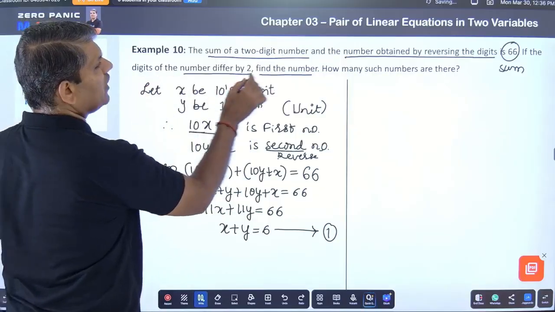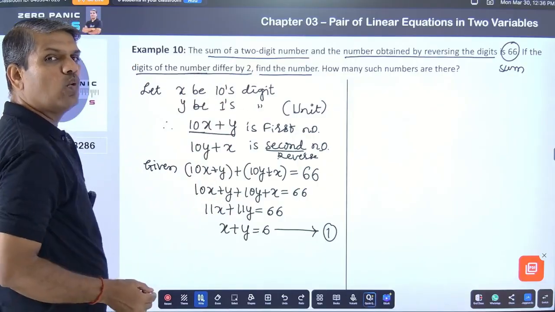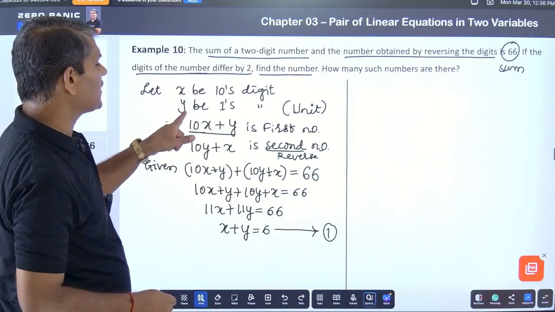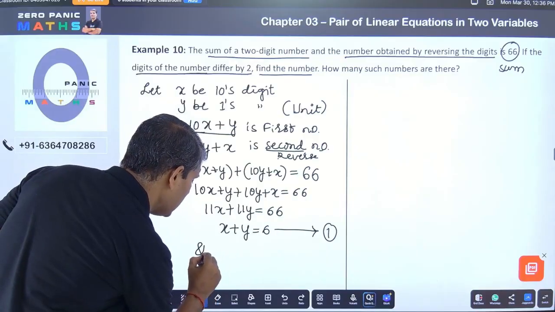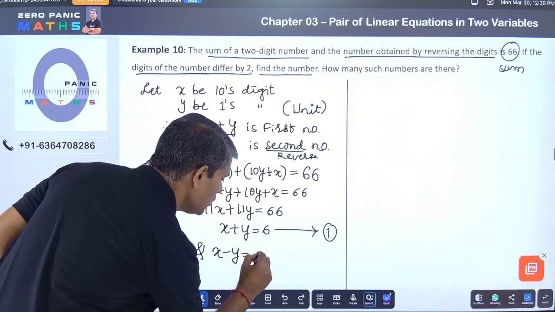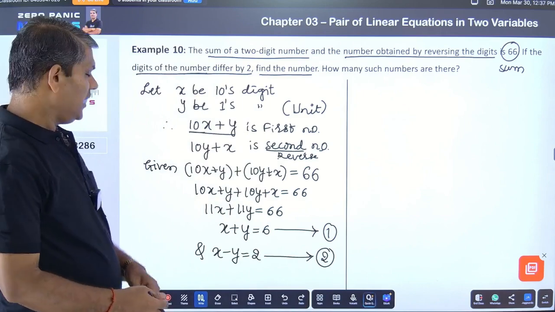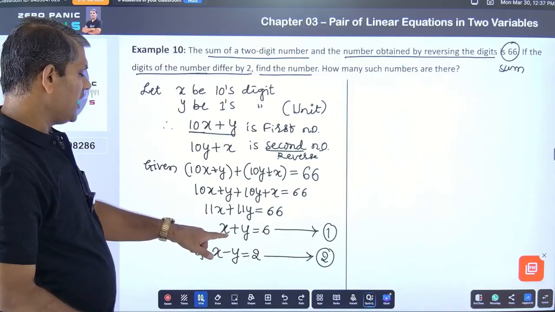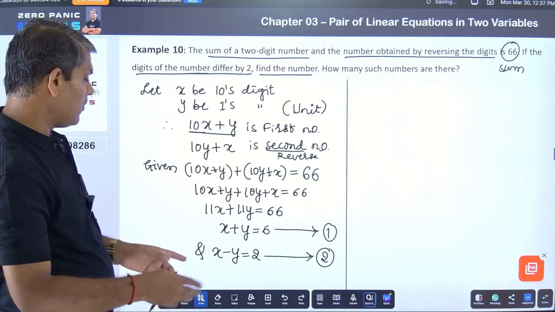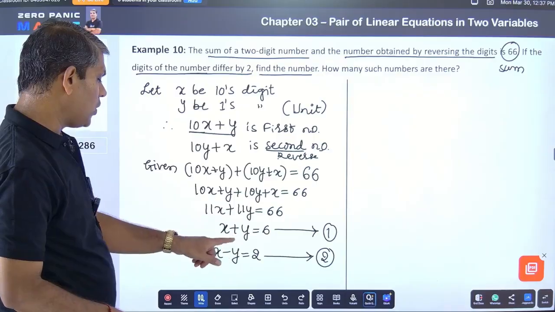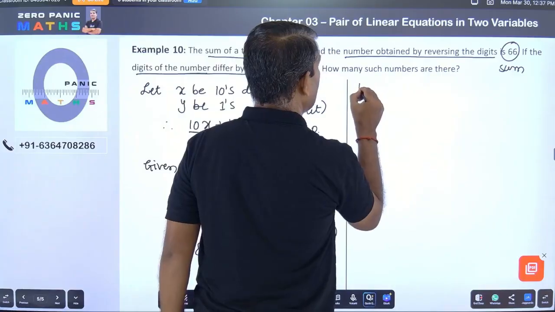Second part, what they have given is that the digits of the number differ by 2. What are the digits of the number we considered? x and y. They differ by 2. So what does it mean? x minus y is equal to 2. This is equation 2. You see, we arrived at two equations, x plus y is equal to 6 and x minus y is equal to 2. Now if you add both equation 1 and 2, y will get cancelled and we'll get the value of x. Let us add equation 1 and 2.